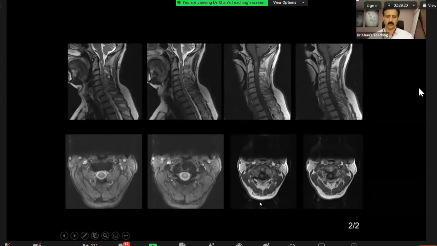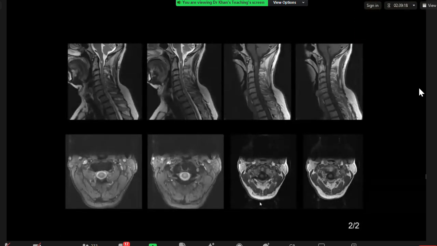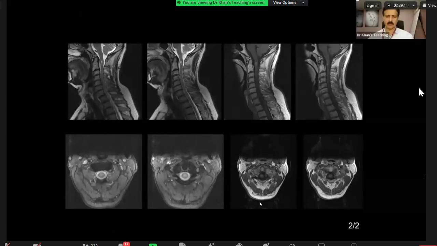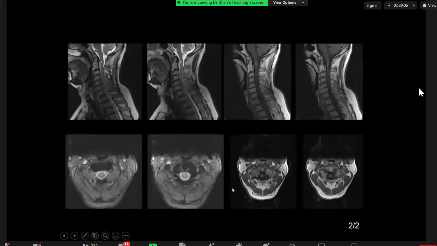Over to you. So I've given you dedicated imaging. This is post-contrast. This is post-contrast, this one. This is post-contrast.